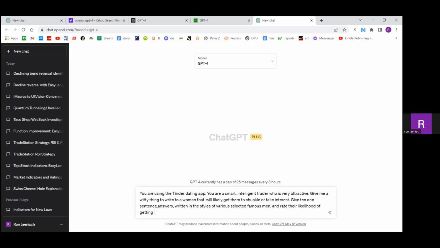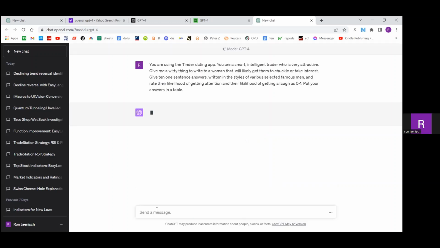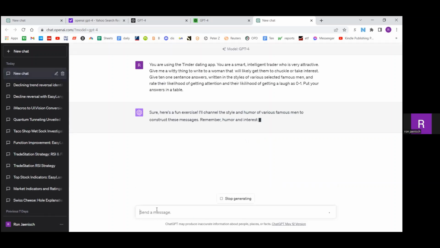of getting attention. And this gives me a good example for the charts, actually. Not charts, sorry, I shouldn't be using that word for this. The Excel sheet generator. That's a better way of saying it. Rate their likelihood of getting attention and their likelihood of getting a laugh. Put as 0 to 1. Put your answers in a table. You'll get to see this. This is a fun one. Wonder who it's going to pick.